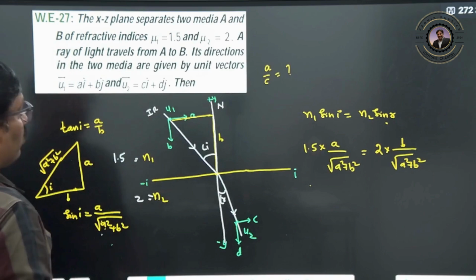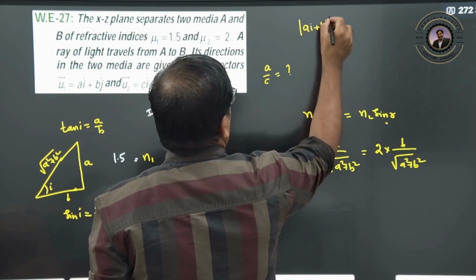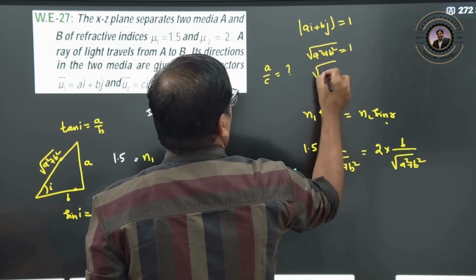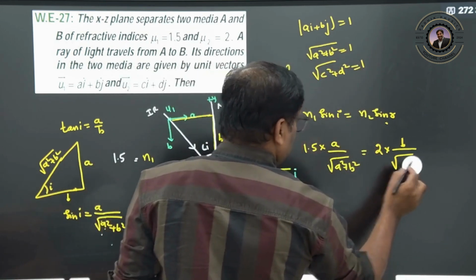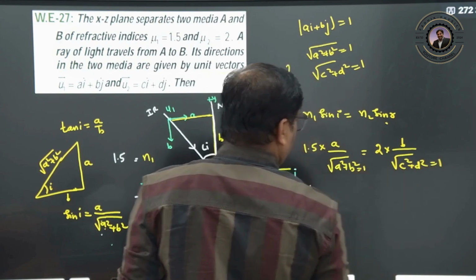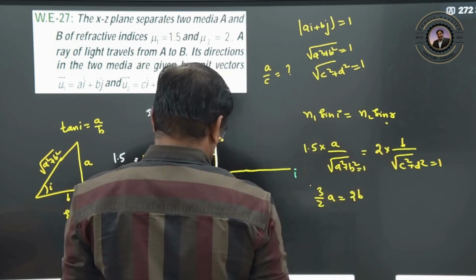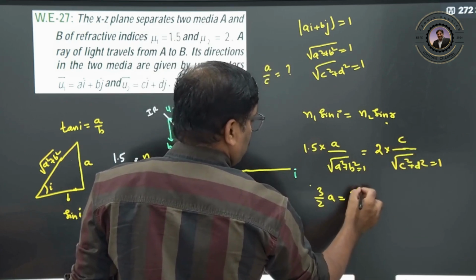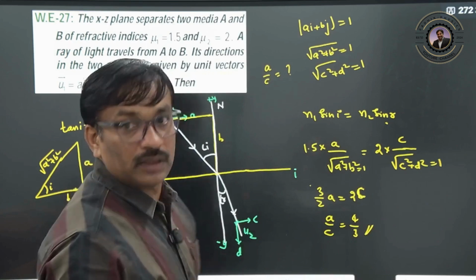But what we know now is that they are unit vectors. Unit vectors means the magnitude of A i cap plus B j cap will be equal to 1. That is root of A square plus B square is equal to 1, and root of C square plus D square will be equal to 1. So this is 3 by 2 into A, which will be equal to 2C. So 2C, therefore A by C is equal to 4 by 3. This is your answer. Clear?